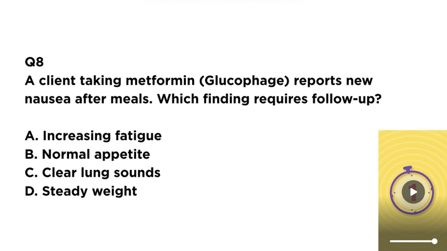B is incorrect because normal appetite does not signal concern. Letter C, clear lungs are expected, so that's why it's incorrect. Letter D is also incorrect because stable weight does not indicate rest.